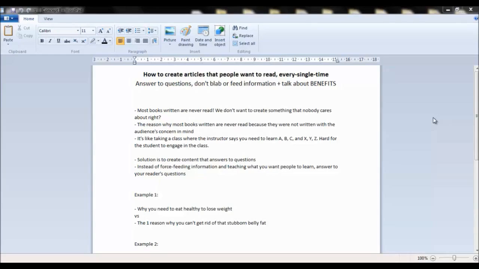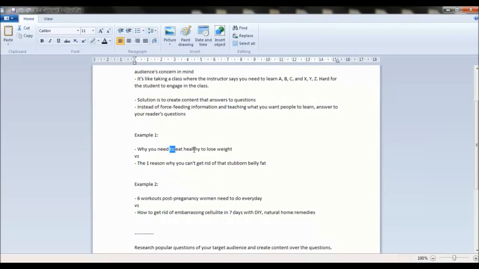It's like taking a class where the instructor says you need to learn A, B, C, and X, Y, Z. Hard for the student to engage in the class, right? So the solution to this is to create content that answers the questions. Okay? And how do you do this? So instead of force feeding information and teaching what you want people to learn, you want to answer your readers' questions, and you want to do research on these questions. So for the first example here, these are titles or subjects for an article or an information-based product.